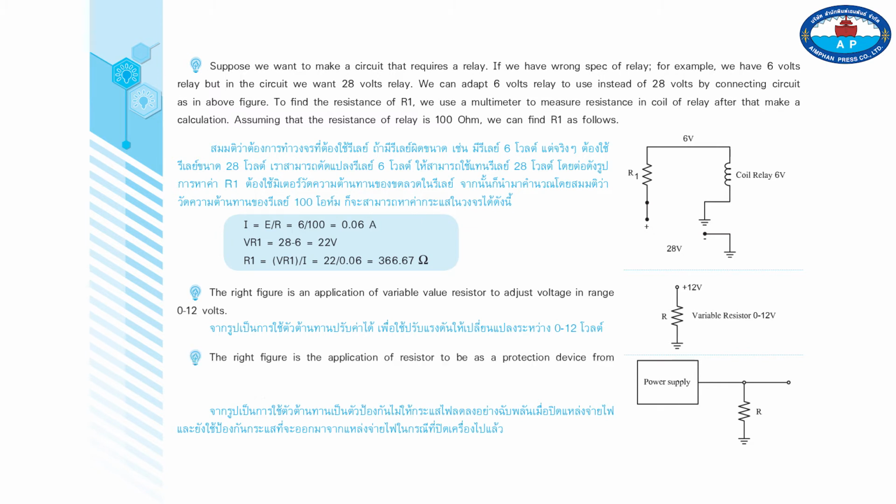volts. The right figure is the application of a resistor as a protection device, preventing a sudden current drop when the power supply is turned off and used to protect current from the power supply when it is turned off.